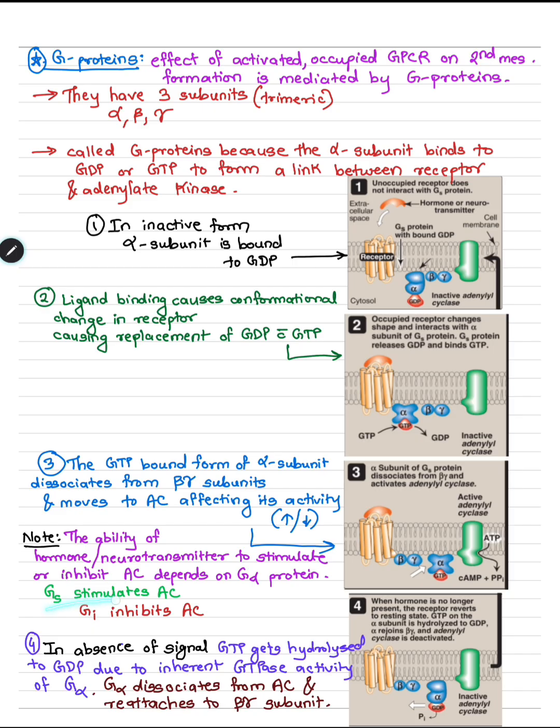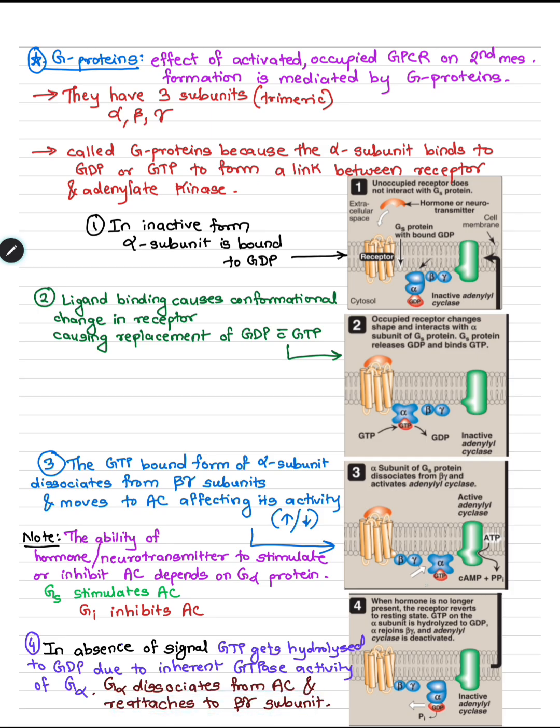If it is stimulatory, it is called as GS. Inhibitory, it is called as GI. And so let us say that it activated adenylyl kinase, causing cyclic AMP, and then there is this phosphodiesterase. Oh, we'll come back to that later. So, in absence of signal, GTP gets hydrolyzed to GDP due to inherent GTPase activity of G alpha. G alpha dissociates from adenylate cyclase and reattaches to beta gamma subunit.